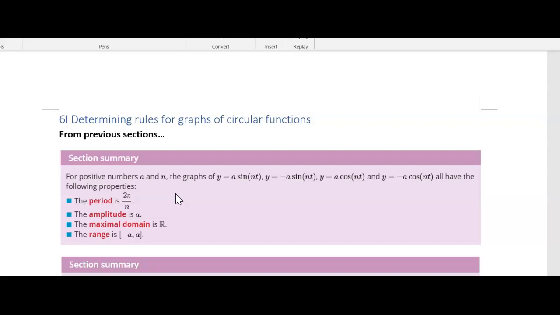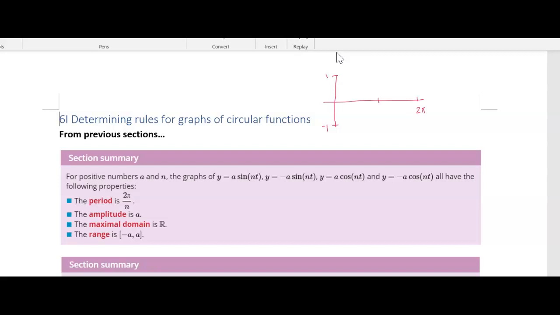Hi everyone, in this video we're going to go through how to get the equation of a circular function, or the rule of a circular function, given either the graph or information about the graph. From previous sections we have learned what a sine and a cosine are like. So let me just quickly do a sketch up here. Just your basic sine and cosine graphs go from -1 to 1 and have a period of 2 pi.